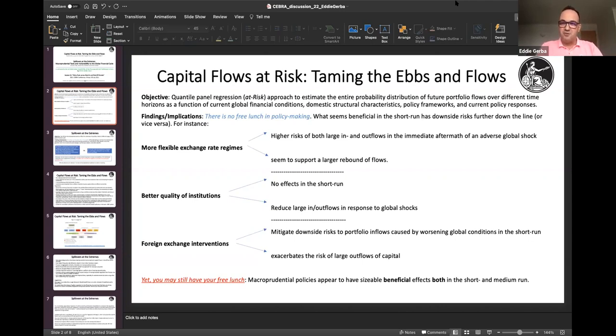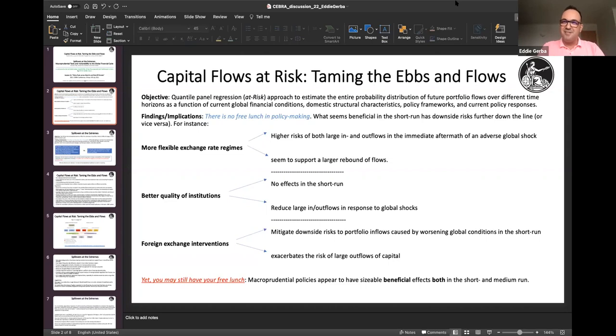So what seems to be beneficial in the short run has downside risks further down the line or less effects, or vice versa. For instance, we see that more flexible exchange rate regimes in the very short run will result in both large in and outflows after an adverse global shock, but seem to support a larger rebound of flows 2 years down the line, or what the authors call medium run. And we find for better quality of institutions, the effects are really more in the medium run, and foreign exchange interventions do seem to have effects in the very short run, but exacerbate the risk of large outflows of capital a bit further down the line.